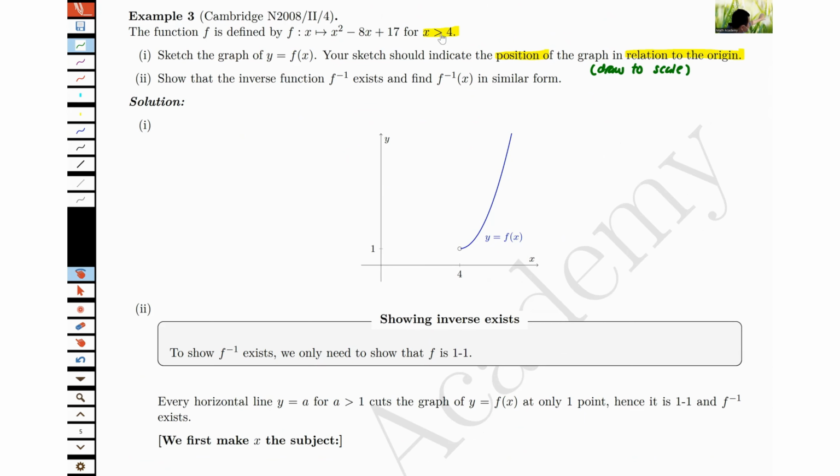Meaning, if my x is 4 onwards, at this position, this is my (4, 1). The 1 should look smaller than the x value of 4. Okay, this is the graph here.